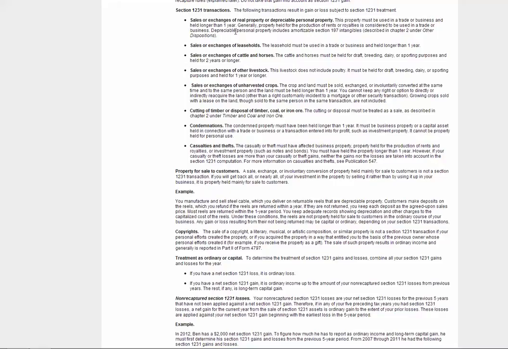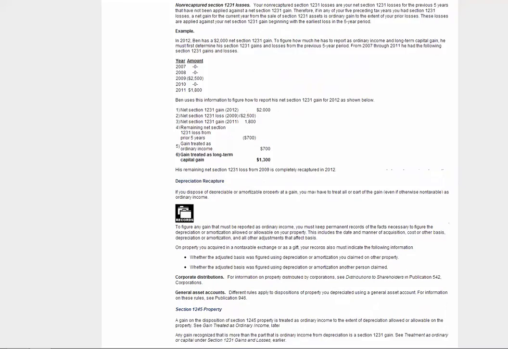Depreciable personal property includes amortizable Section 197 intangibles. So we're just talking about intangibles now. Sales and exchanges of leaseholds, cattle, horses, livestock, unharvested crops, timber, disposable timber, coal, iron, condemnations, casualty and thefts, yada yada yada. So pretty much IRS is saying the same thing. They just took a few more words to say it.